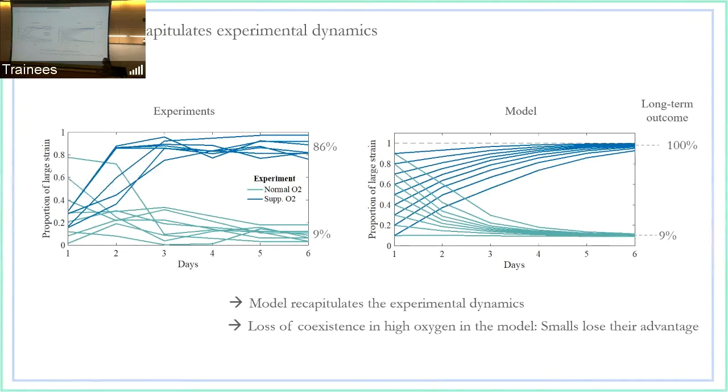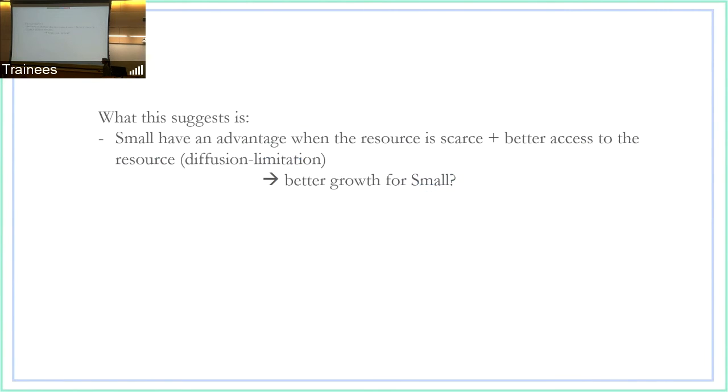And we think this is because in the experiment we can only sparge so much oxygen. It's not 100% all the time. But in the model, it's easy to set it to 100%. So we lose the coexistence in high oxygen in the model. So the small lose their advantage. So what this whole competition experiment suggests is that the small have an advantage when the resource is scarce.